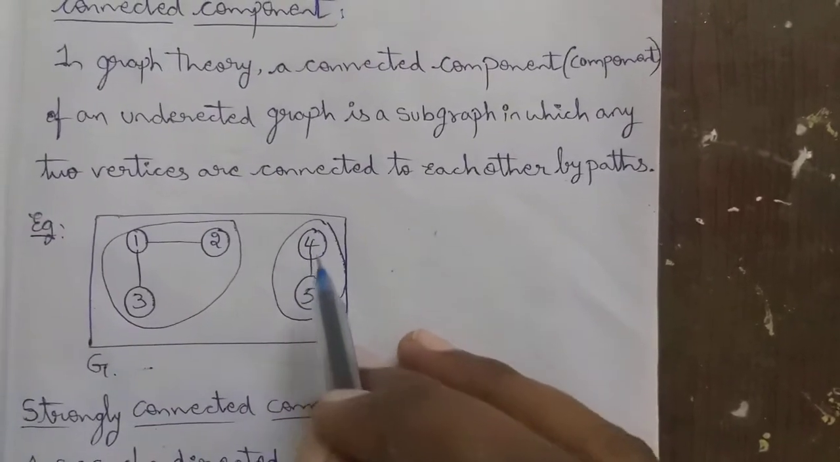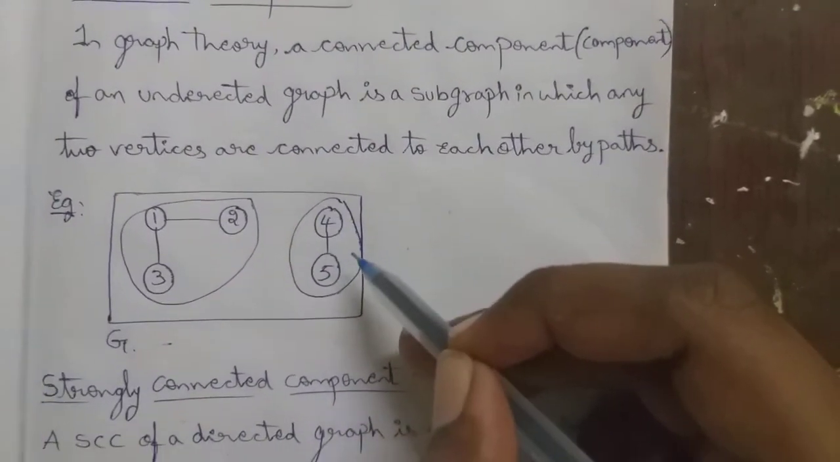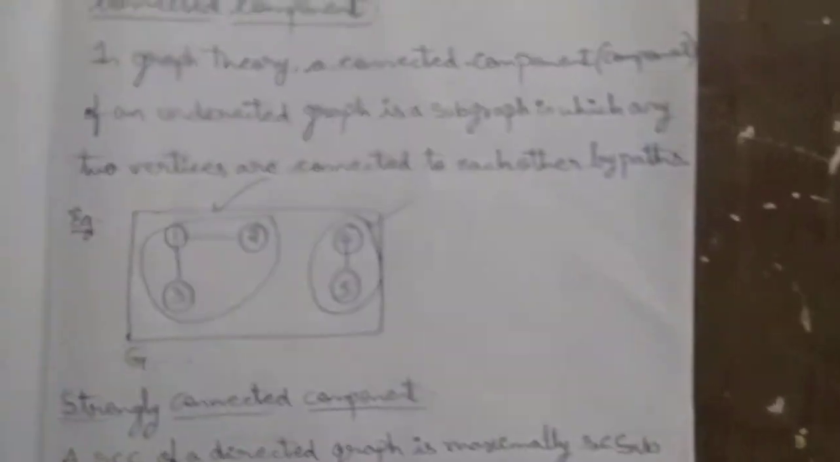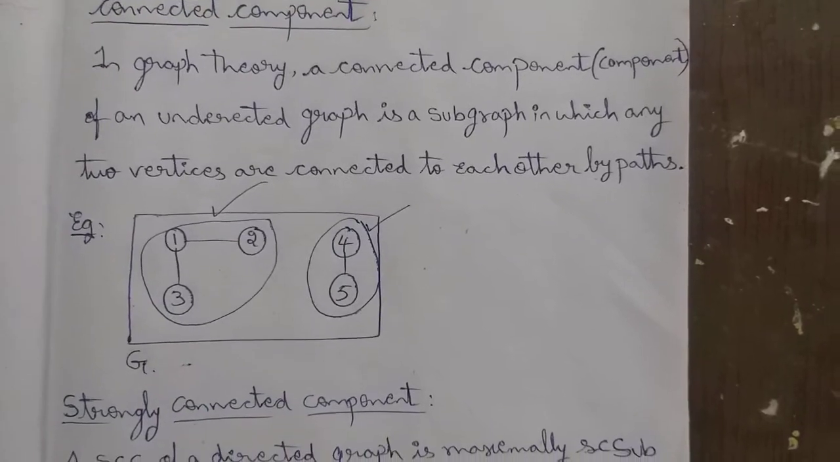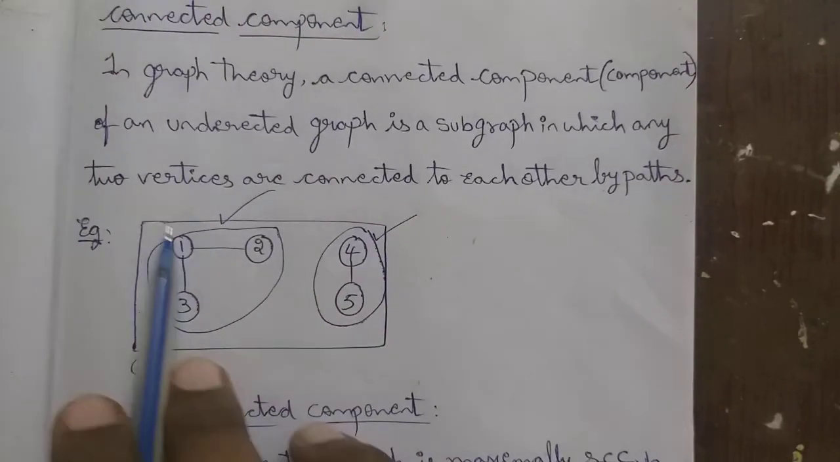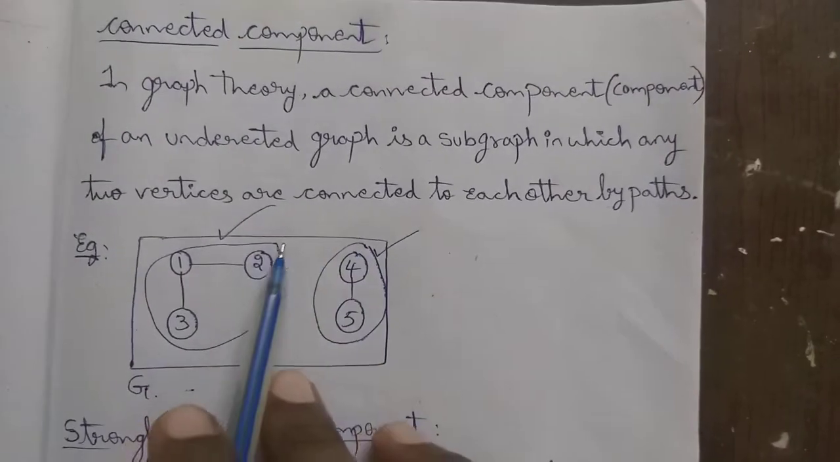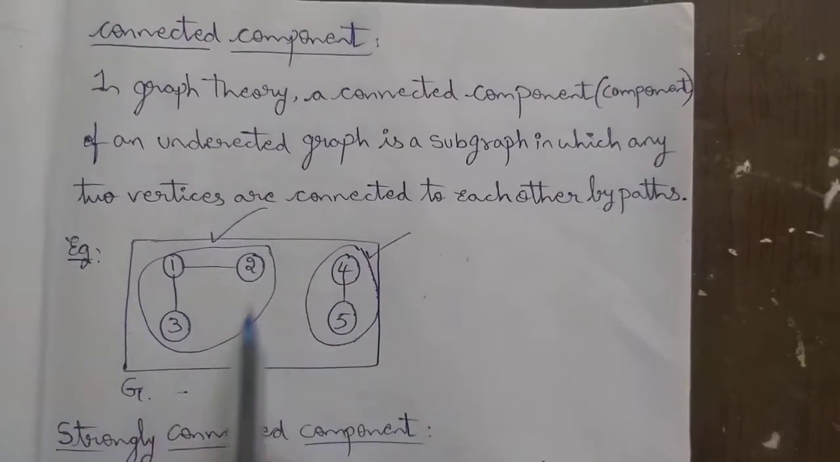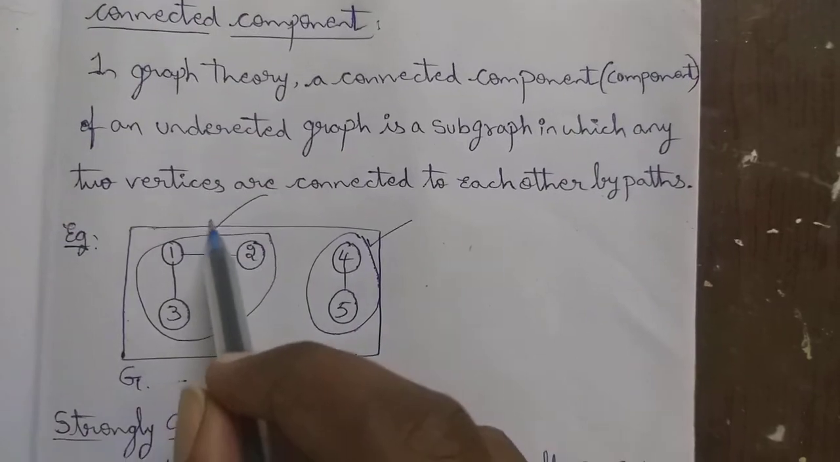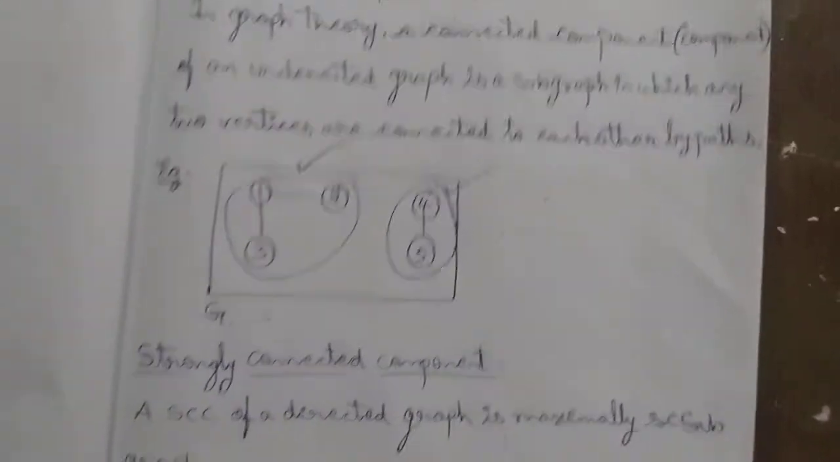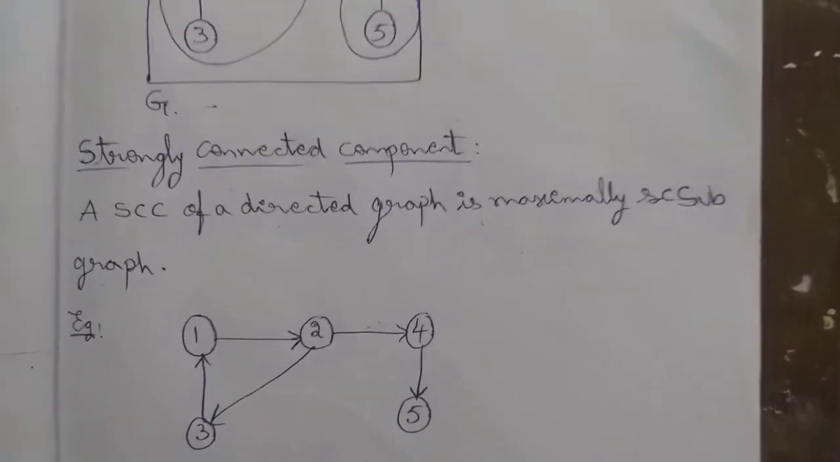The graph with these two vertices is a connected graph. Therefore, it is also a connected component. Therefore, this graph contains two connected components. Understand, this is a big graph and these two are the subgraphs, and these two subgraphs are themselves connected graphs. Therefore, it is called a connected component. Right? Okay. Then what is meant by a strongly connected component?